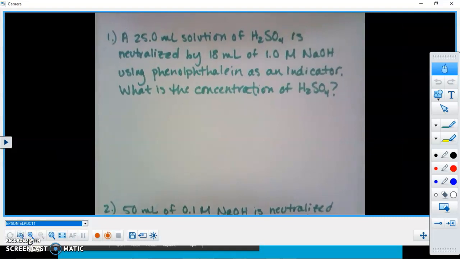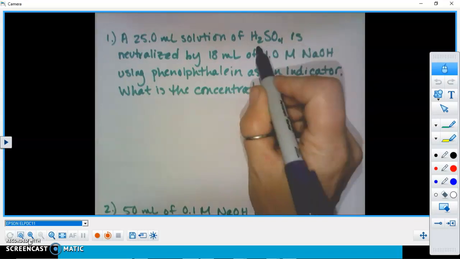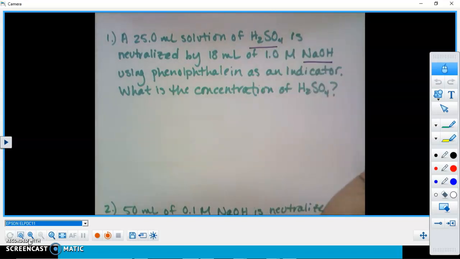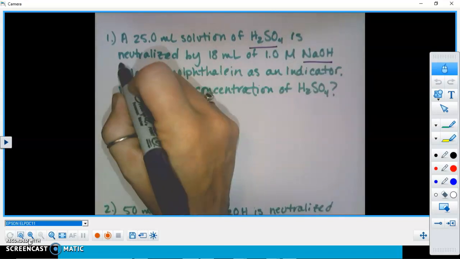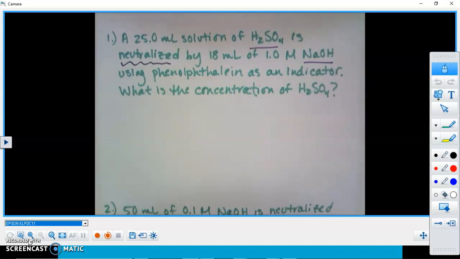Here we have a 25 milliliter solution of H2SO4. It's neutralized by 18 milliliters of 1 molar NaOH. Using phenolphthalein, what's the concentration? What's the molarity? Now, this one is different than in 8.2 when we were solving for the concentration of H2SO4 just by using the moles per volume, because it's a reaction. You have an acid plus a base reaction. Neutralized is going to be kind of a key word here.